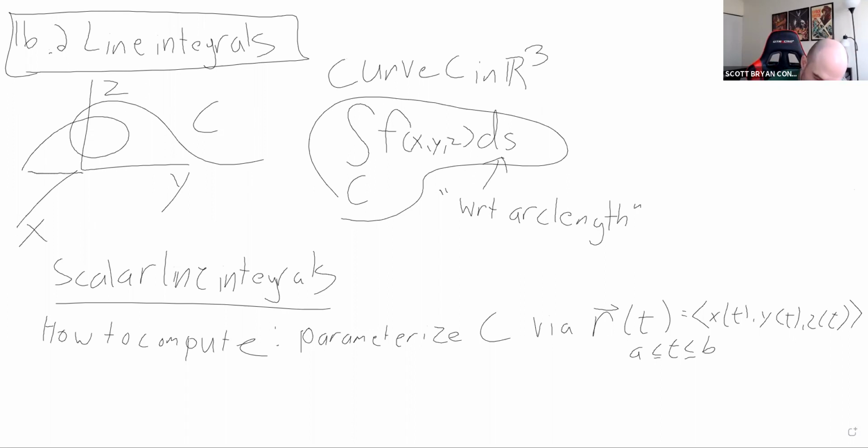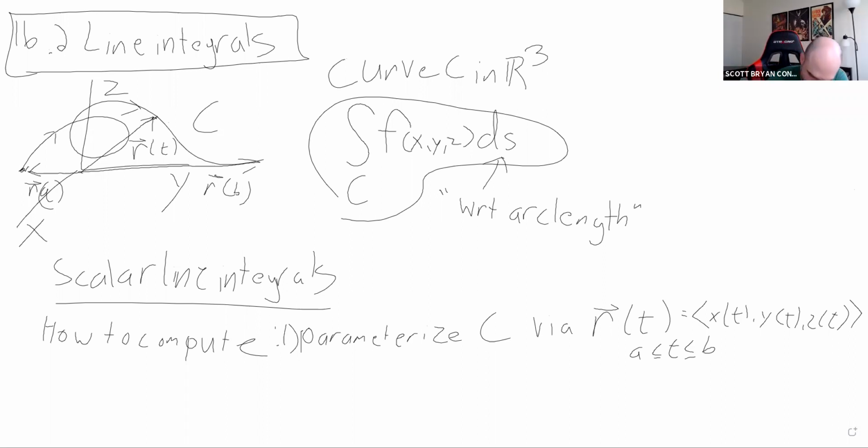So say we start out here at time A. So this is R of A right here. We end here at time B, and at some time t in between, we're at some point along here. And as t varies from A to B, we're tracing out this curve. So let's say we're moving along this direction along the curve. So either you're given a parameterization or you need to parameterize your curve.